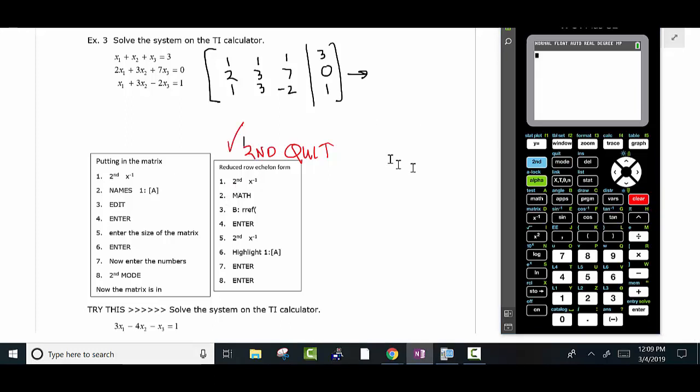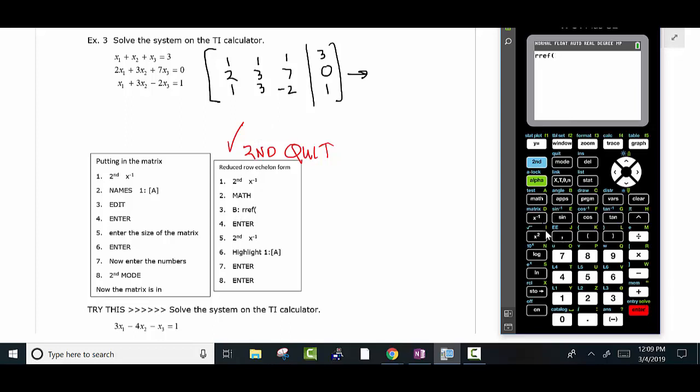Just go second, x to the -1. Okay, then go to math. Step 2 on this would be math, and then keep going down until you find the one that has 2 R's in it. Make sure you do the one with the 2 R's. Press enter. Okay. Now you got to go back to your matrix again.